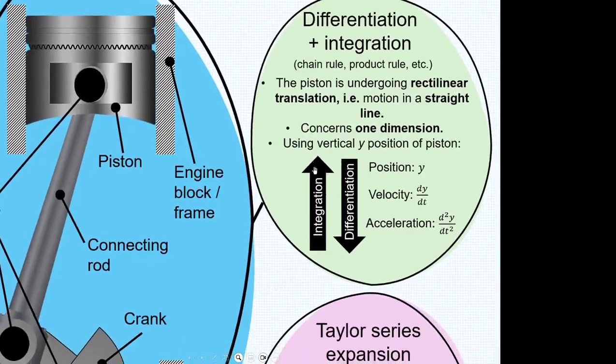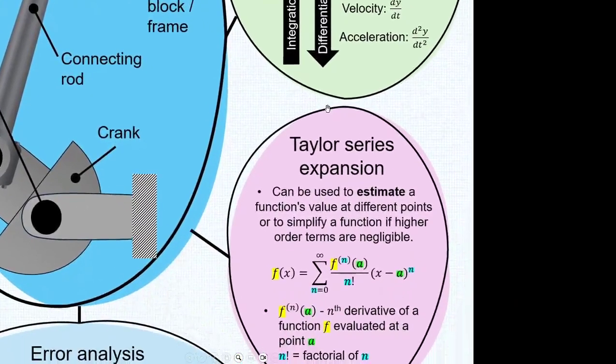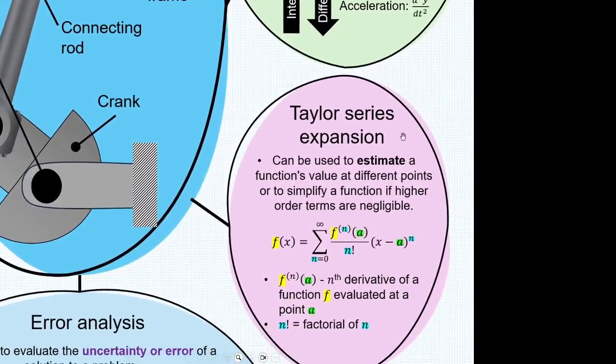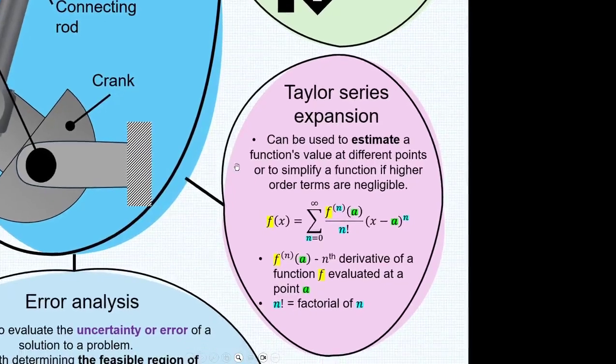You can also flip the arrow and move in the other direction by performing integration. Often these functions are quite complicated, and to simplify that, we make use of another mathematical concept known as the Taylor series expansion. The Taylor series expansion allows us to estimate a function's value at different points, or it allows us to simplify a function if higher order terms are negligible. The formula used for the Taylor series expansion is given over here.